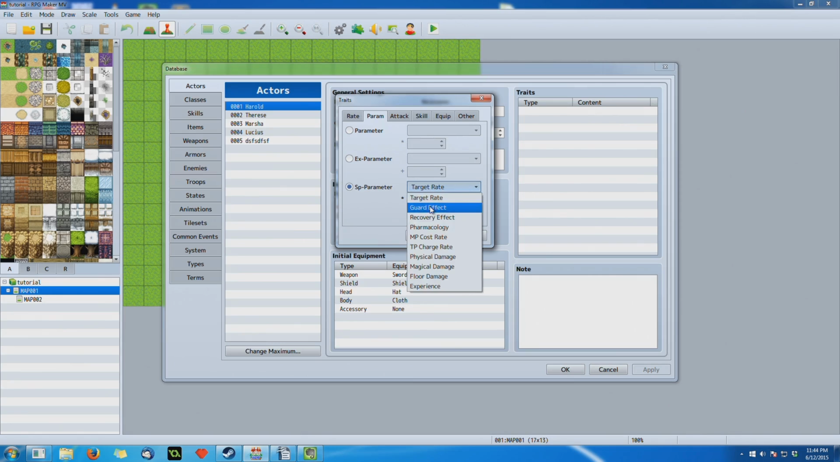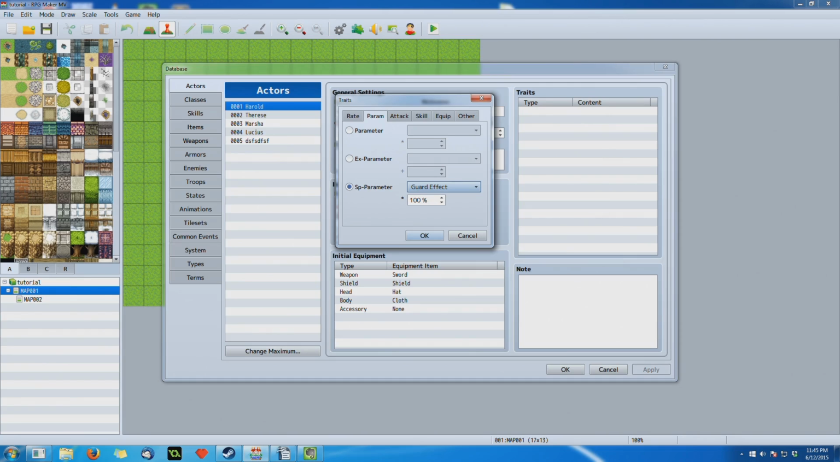The guard effect affects how much damage we can take during guard. So in RPG Maker, there's a guard effect. If you go into a battle and you hit guard, then by default you only take half damage while guard is on. And so 100% is half damage. So there is some math behind this. 200% would be half of half, so yeah, 75% or whatever.